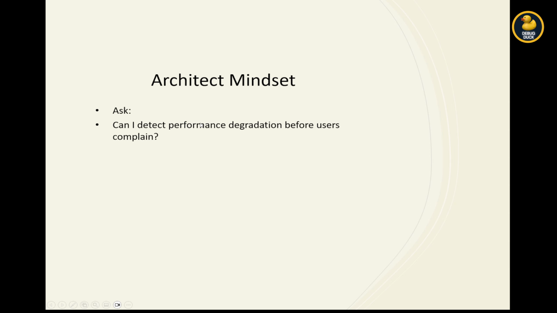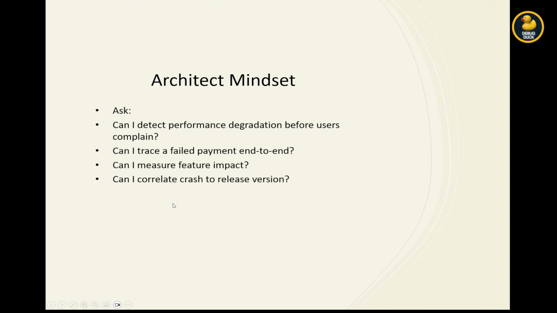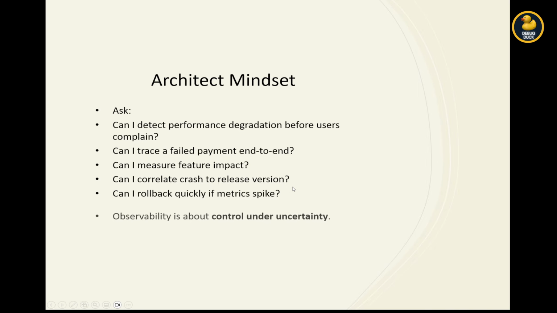Ask yourself: can I detect performance degradation before users complain? Can I trace a failed payment end to end? Can I measure feature impact? Can I correlate a crash to a release version? Can I roll back quickly if metrics spike? Observability is about control under uncertainty.